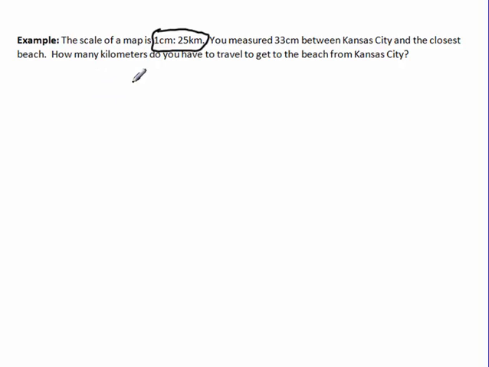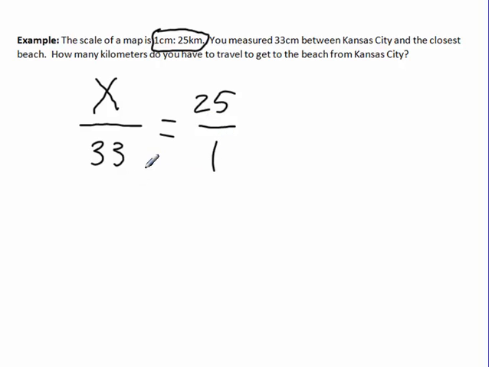If I don't know how many kilometers it is to get to the beach, for any of our unknowns, we simply say x. And then I'm going to put that over the number of centimeters it takes to get to the beach on the map, which is going to be 33 centimeters. Now here, I'm putting kilometers over centimeters. In general, I want my unknown variable in the numerator, so I want x over 33. So for the ratio that I want to let it equal, I want to put kilometers in the numerator and centimeters in the denominator. So it's going to be 25 kilometers for every 1 centimeter.